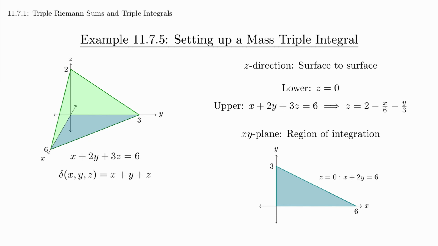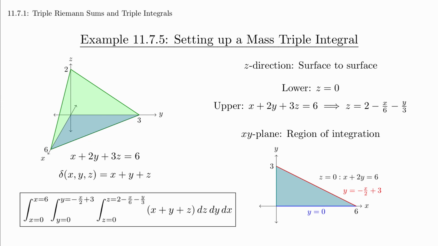But once we've reduced it to a 2-variable problem, then the setup should feel more familiar. If we do this as a dy integral next, we will have y equals 0 as the lower curve, and y equals negative x over 2 plus 3 as the upper curve, and the x limits are 0 to 6. Putting this all together, we get this as our integral, and we would still need to work it out.